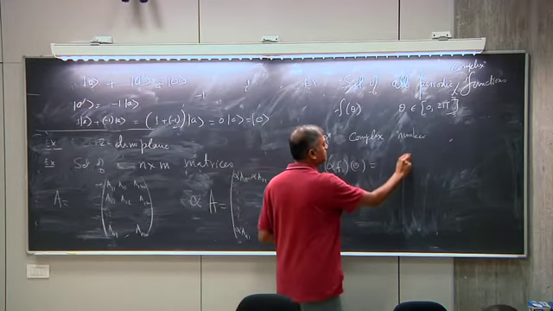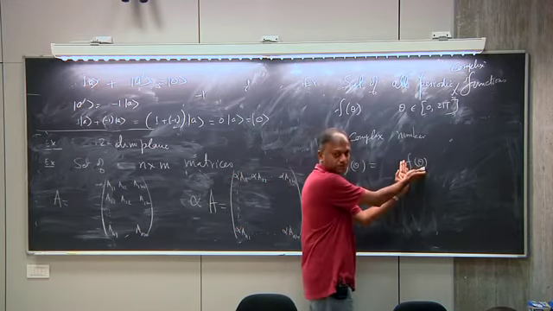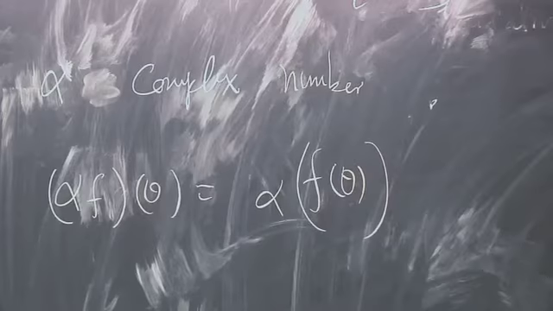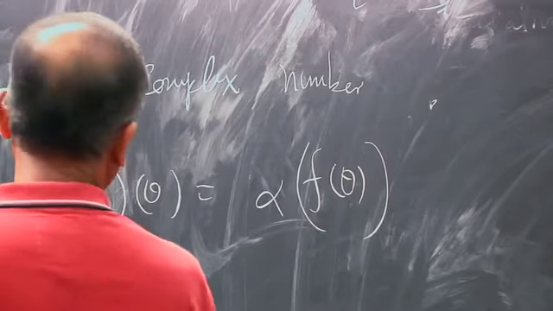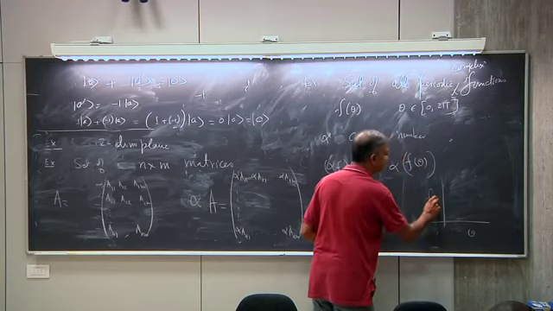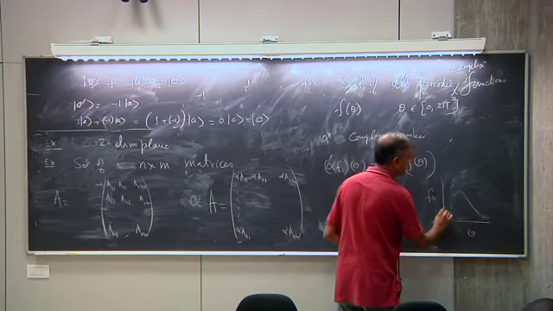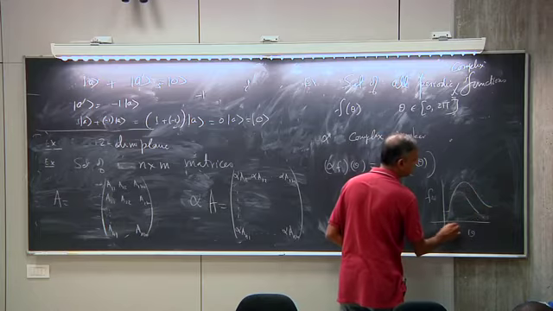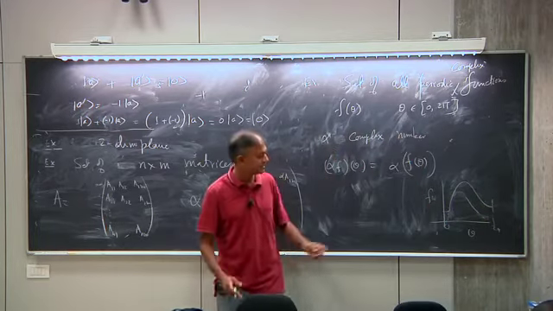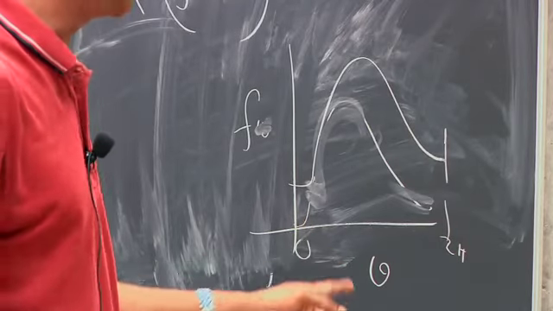It is nothing else but you take f, evaluate it at theta, and this will be some complex number, and multiply this complex number by alpha. Pictorially, if I draw a plot, here is theta, and here is f of theta. Let's say it is a periodic function, from 0 to 2 pi. Periodic means that the value of f at 2 pi is the same as the value of f at 0.